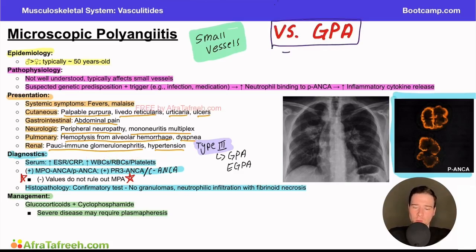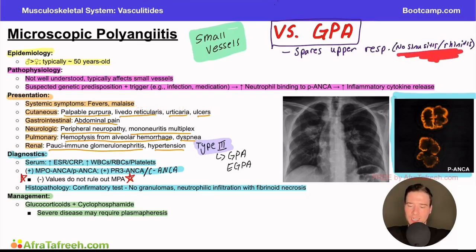Well, first of all, most of the symptoms are similar, but microscopic polyangiitis typically spares the upper respiratory tract, so there's usually not going to be symptoms of sinusitis or rhinitis. So again, you can get a lot of similar symptoms such as the abdominal pain, the hemoptysis, the renal involvement that you would expect to see in GPA. However, you would typically not have sinusitis or rhinitis. You would typically not have the ENT associated involvement. This is a very key contrasting point in the clinical clues that they give you about the patient's history.